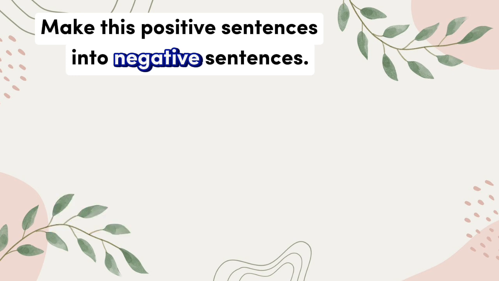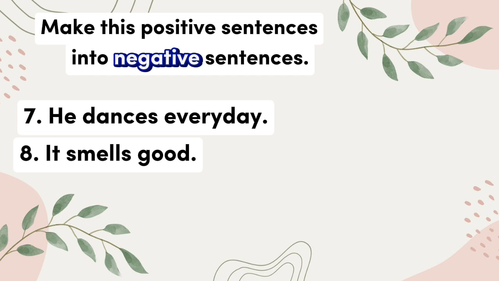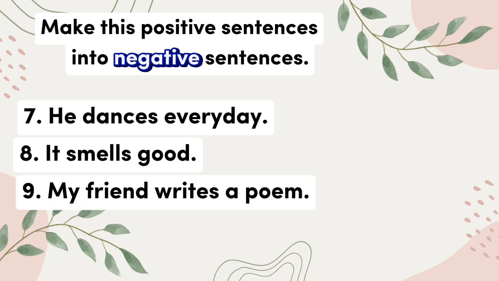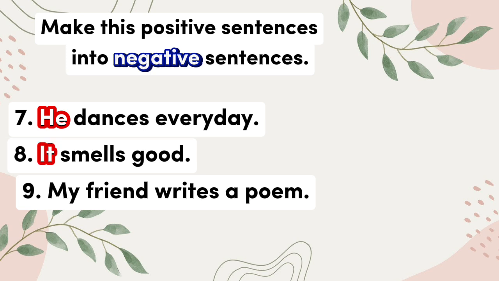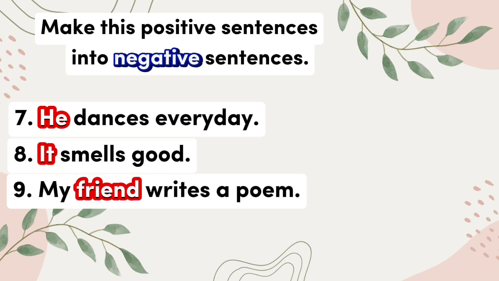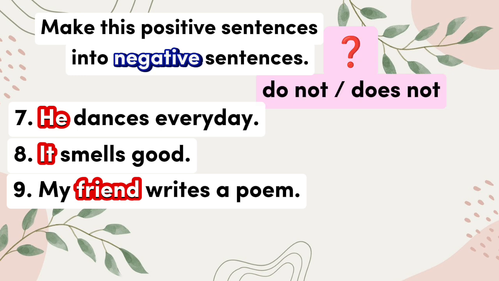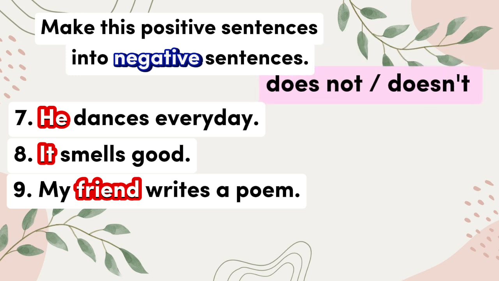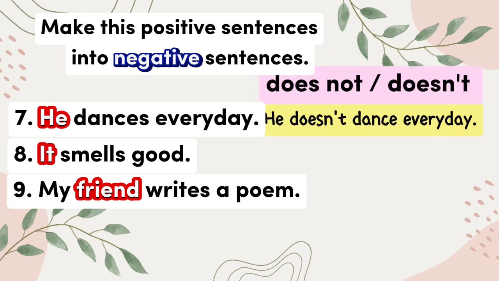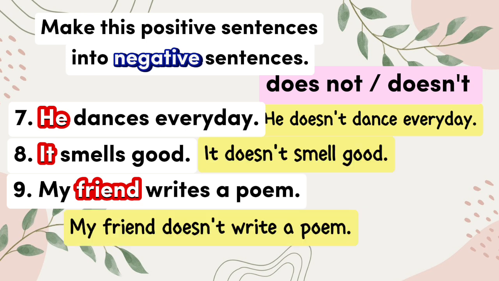Now, let's go to numbers 7, 8, and 9. The subjects of these following sentences are he, it, and friend. Friend is a singular noun. So, which one should you use to make these sentences negative? What do you think? Great. So, it should be does not or doesn't. He doesn't dance every day. It doesn't smell good. My friend doesn't write a poem.